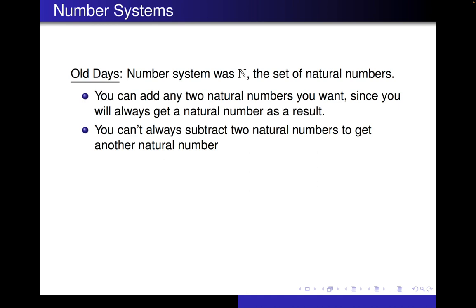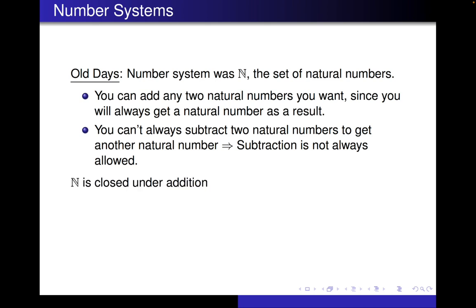However, under that number system, you can't always subtract two natural numbers to get another natural number. If you try to subtract 2 minus 5, that didn't make sense in that context, not because it never makes sense, but because it doesn't make sense if you're only talking about natural numbers. So subtraction is not always allowed. We'd say in this particular context, the set of natural numbers is closed under addition. However, since you can't always subtract any two numbers that you want, it's not closed under subtraction.